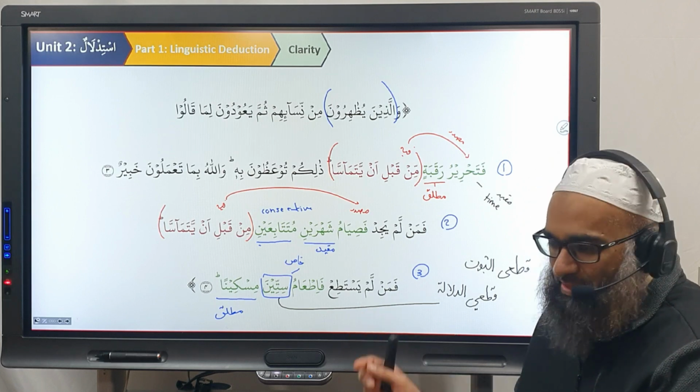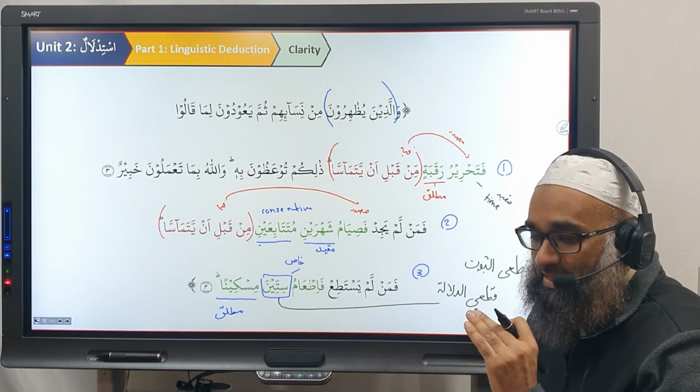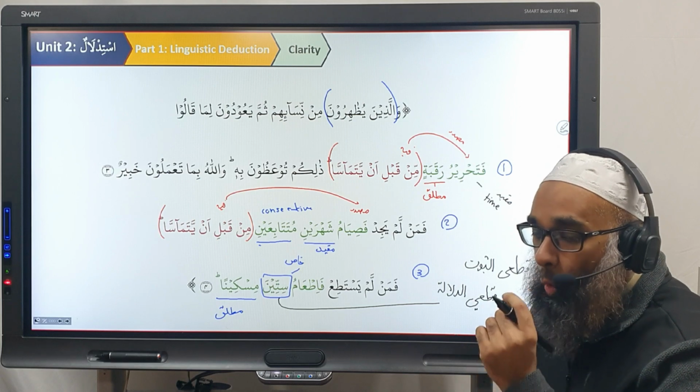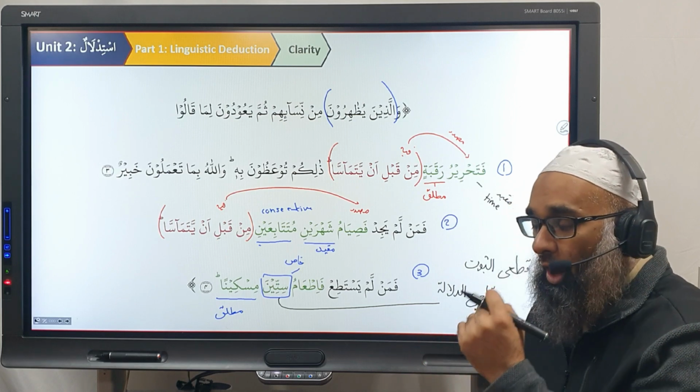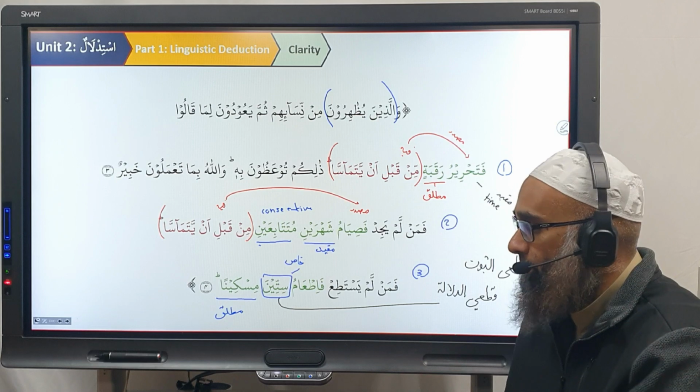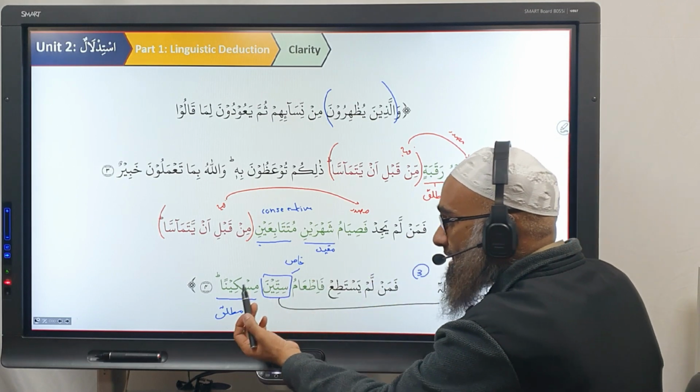Miskinan, you could say miskinan. We could look at miskin and say, you know what? Miskinan could be slightly ghayr wadih. What classifies as a miskin really? How do we define miskin? We'll do that in ghayr wadih, inshallah. So now the word sittin is khas. The word miskin is mutlaq.